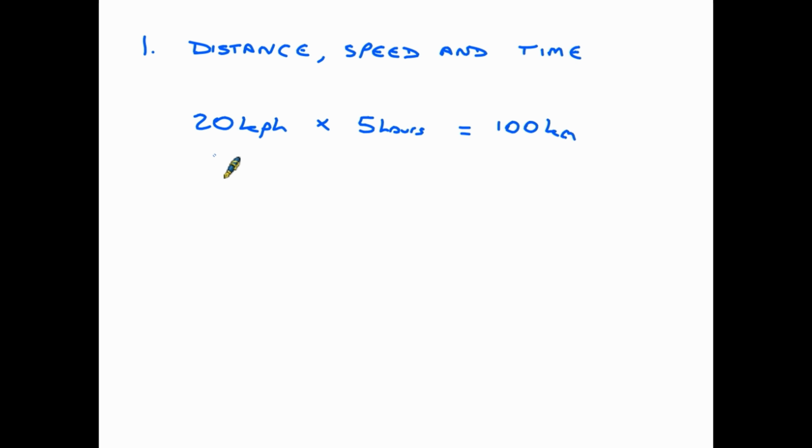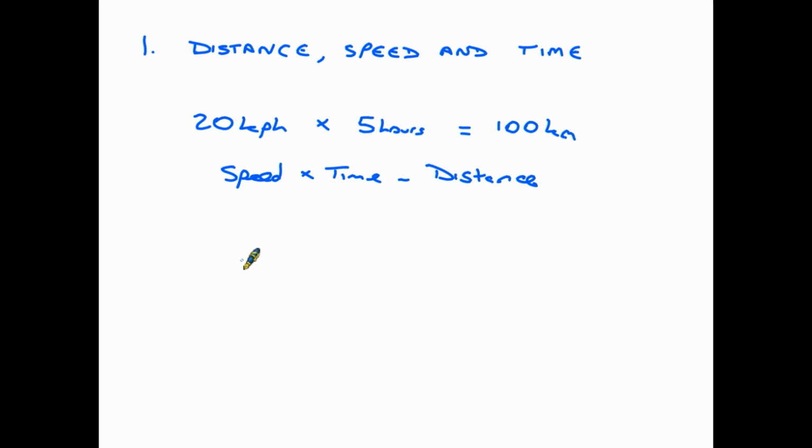Now, that means that if we have the speed and we multiply by the time, that gives us the distance. So we have a relationship here: speed times time is distance. Now, in fact, this can work several ways round.